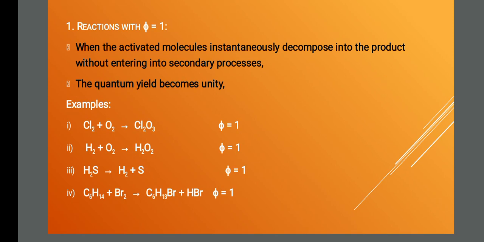So now we can see there are three cases. First one is phi equal to 1, the second one is phi found to be less than 1, and in the third case phi is found to be greater than 1. Simply I'll say what it is, then I'll give the explanation for you.